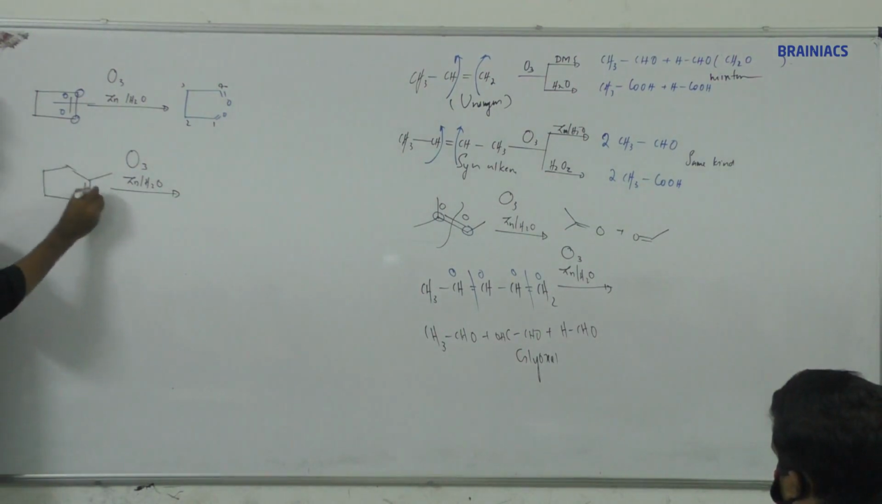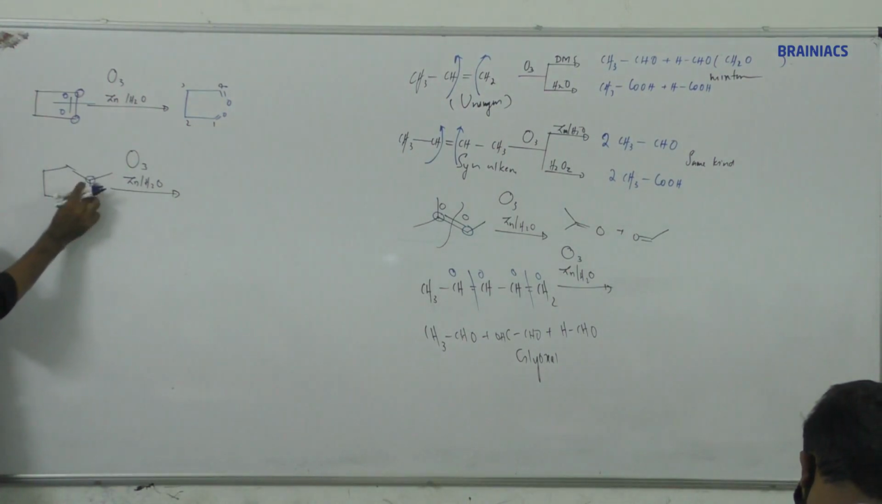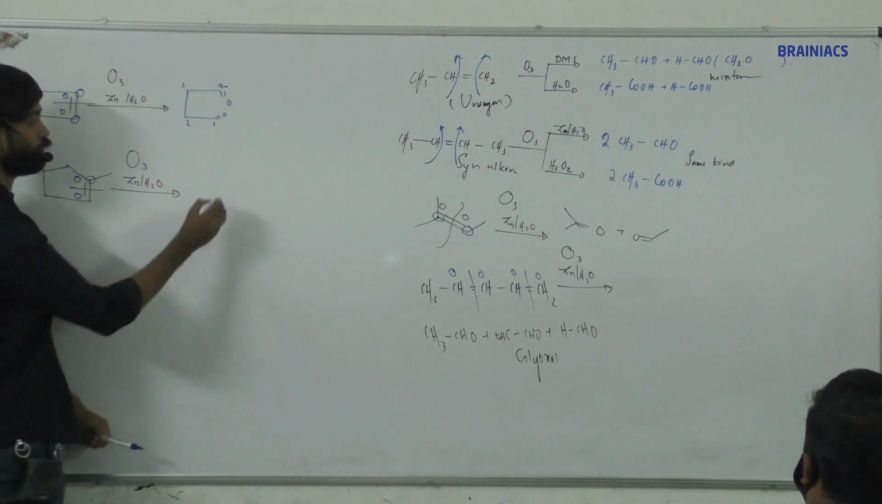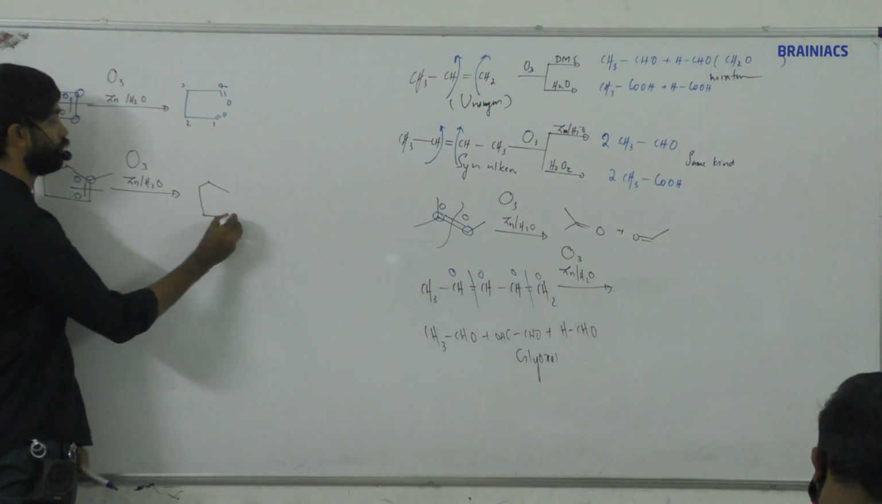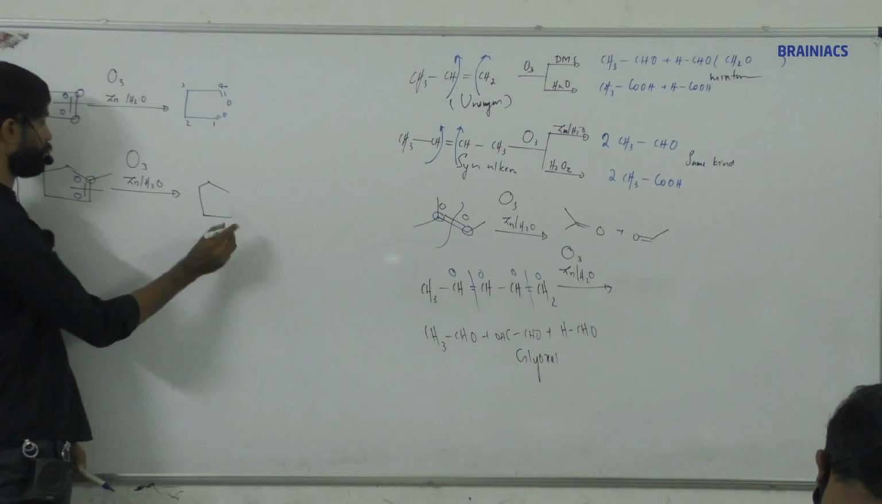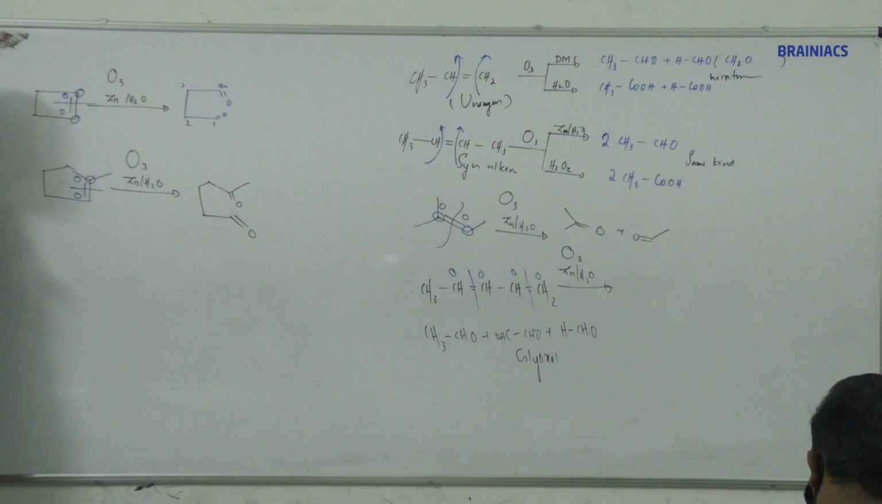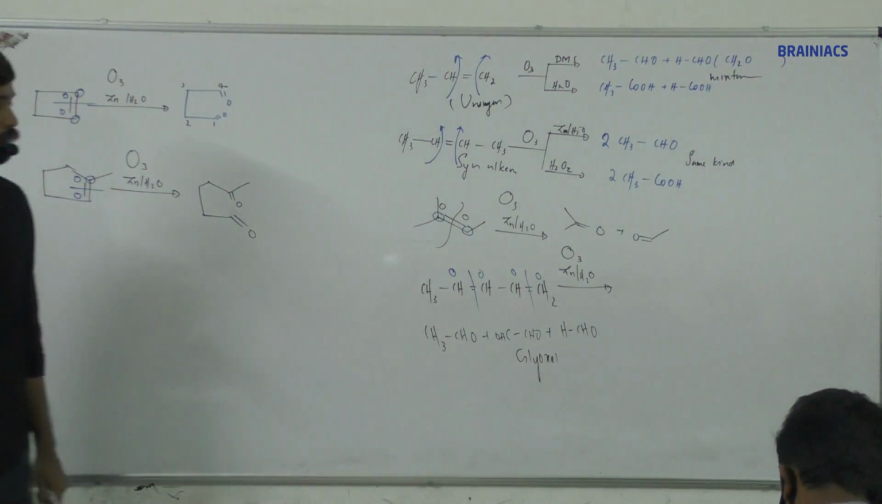What about here? This is without hydrogen and this is with hydrogen, so whatever it may be, cleave to give the carbonyl bonds. So this becomes an aldehyde, right? Like this, and this becomes a ketone. Okay. Ready?